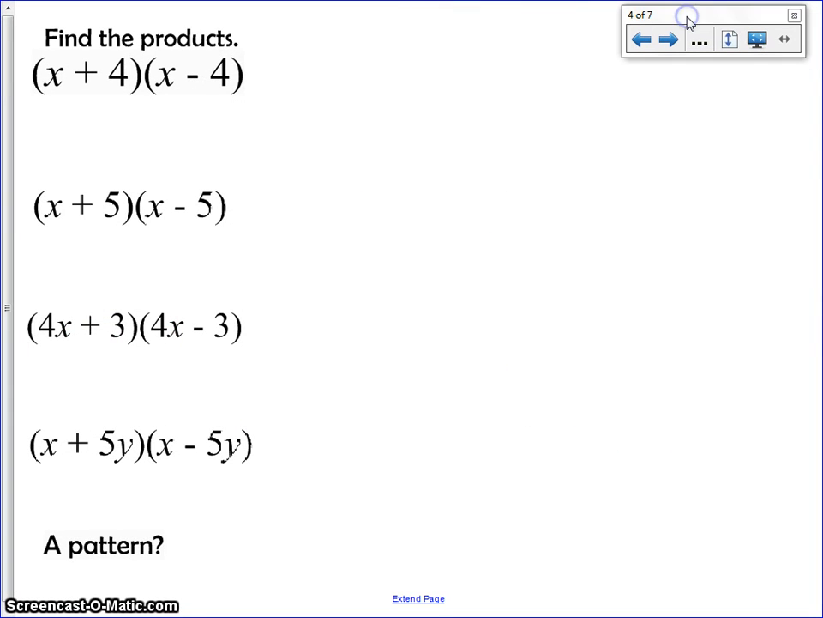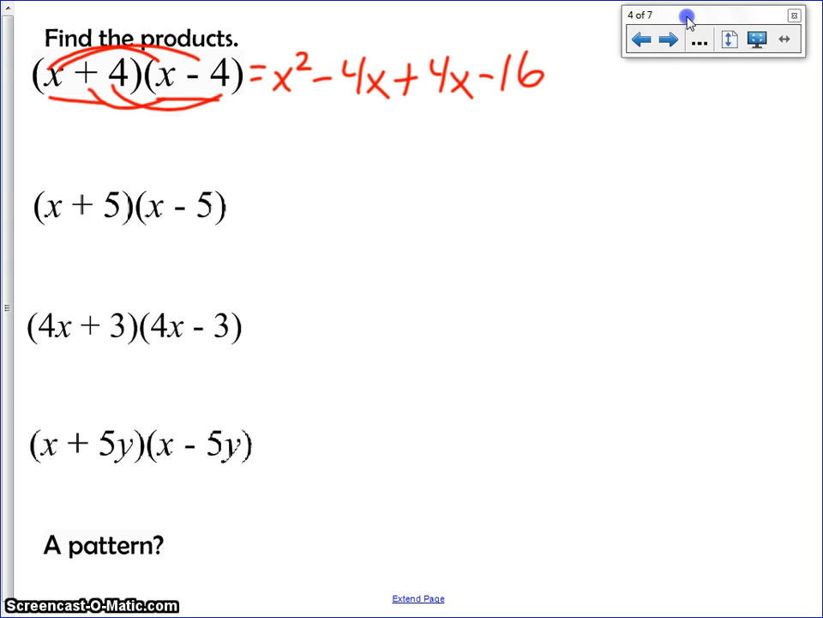Okay? These are known as sum and difference. These are two binomials that look very similar. One is a sum, the other is a difference. And we'll find that another pattern results. So if we multiply, distribute these binomials again, x times x is x squared. X times minus 4 is minus 4x. Plus 4 times x is plus 4x. And plus 4 times negative 4 is negative 16. Like terms, notice they're opposite, so they cancel out, so we're left with x squared minus 16.